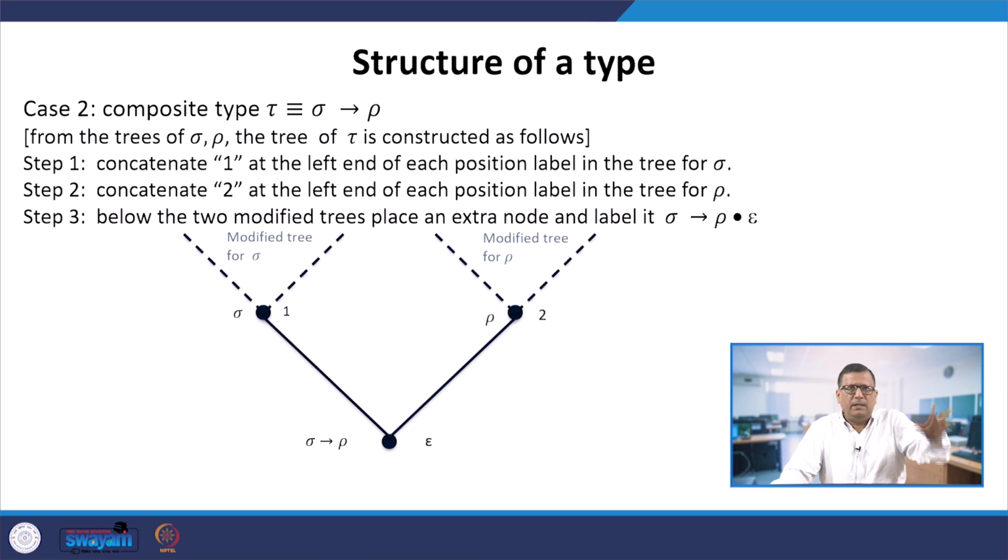So given the trees of sigma and rho, the tree of tau is obtained as follows. We will concatenate 1 at the left end of each position level in the tree for sigma, and we concatenate 2 at the left end of each position level in the tree for rho. And below the two modified trees, place an extra node and label it sigma arrow rho, and the empty position is epsilon. So this is how the tree will look like.